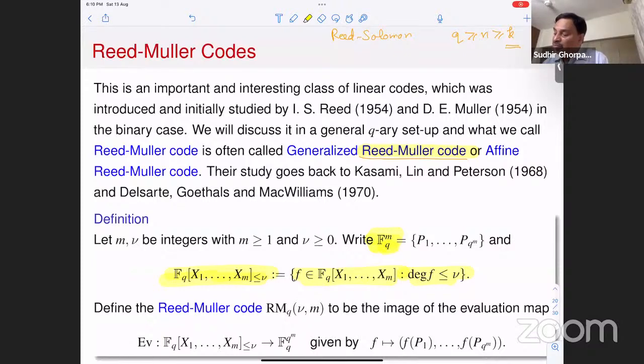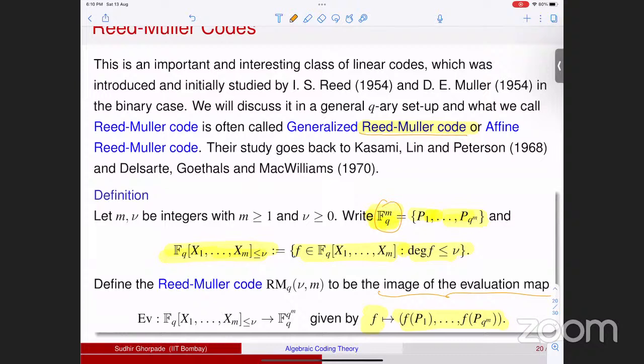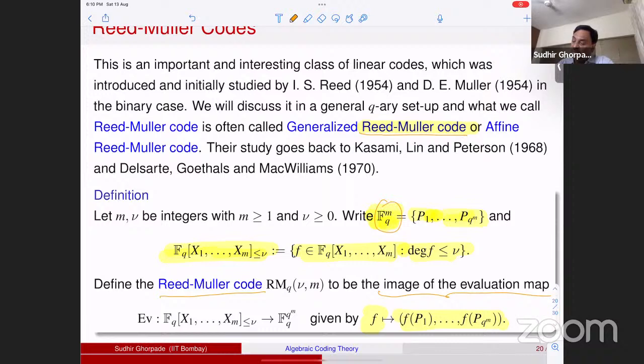You write them down, p1, p2, p3, up to p_{q^m}. And then what you do is you take a polynomial f of degree less than or equal to nu, and you simply evaluate it at each point of the space F_q to the power m. The image of this evaluation map is easily seen to be a linear code of length q to the power m, and that's what is called a q-ary Reed-Muller code.